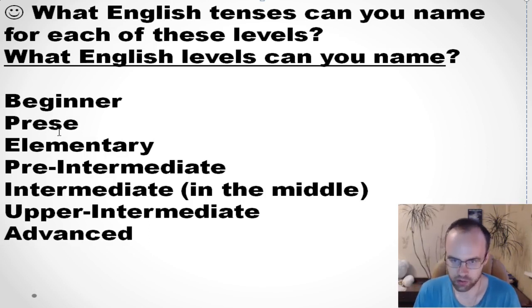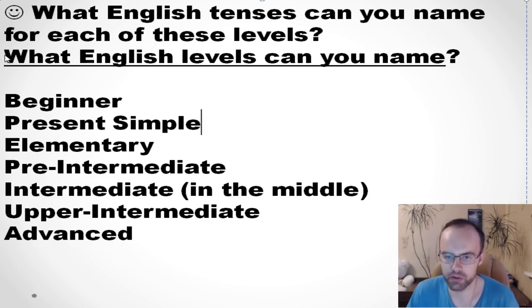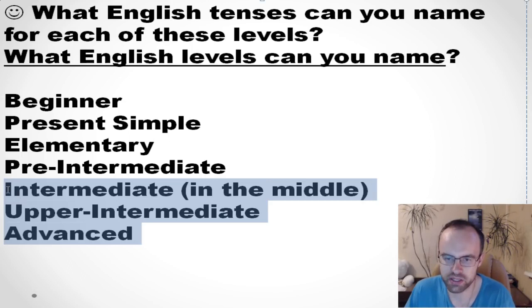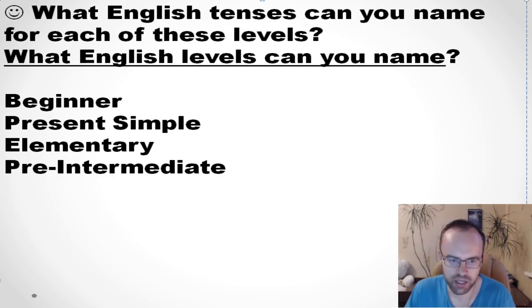So, first of all, it's present simple. Right, present simple. Okay, let's divide it in two parts. Yeah, let's divide it in two pages. So we're going to talk about these levels first, and then the tenses.